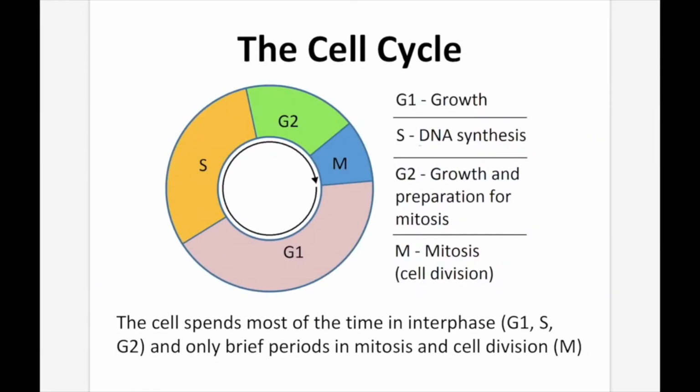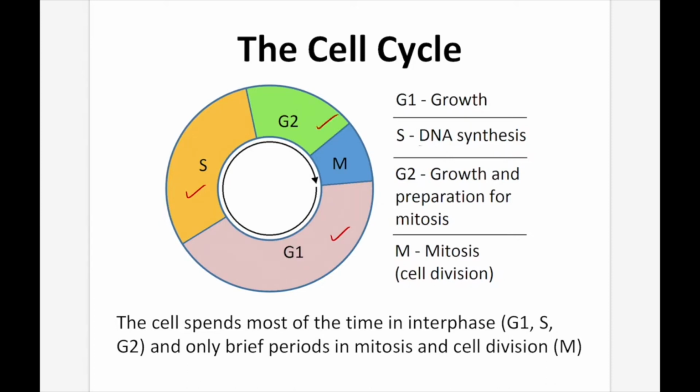The cell cycle. So you can see an overview of what we were just talking about. We're going to start here at G1. That's going to be our growth phase. That's when the cell gets bigger. Then we're going to move to synthesis. That's where we're going to synthesize our separate set of chromosomes, our doubling of our chromosomes. Our G2, that's going to be for growth and preparation for mitosis.